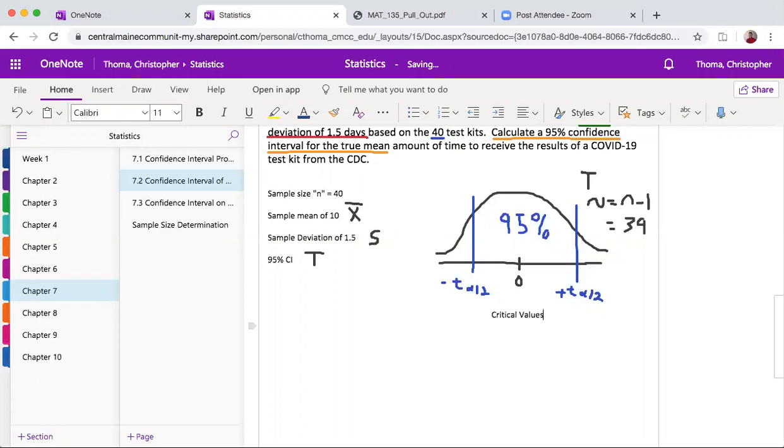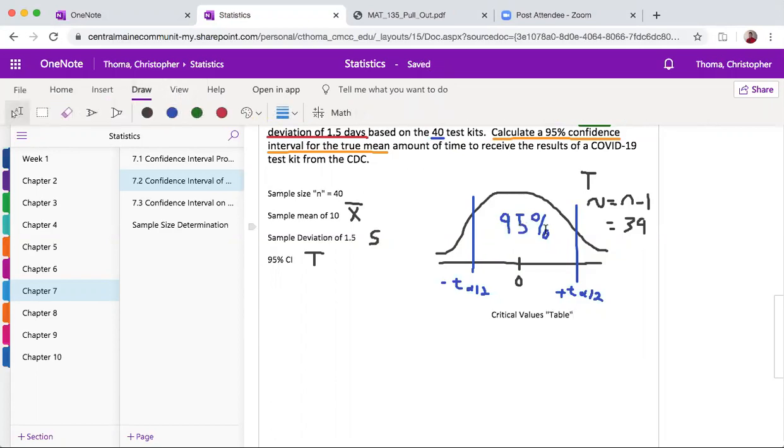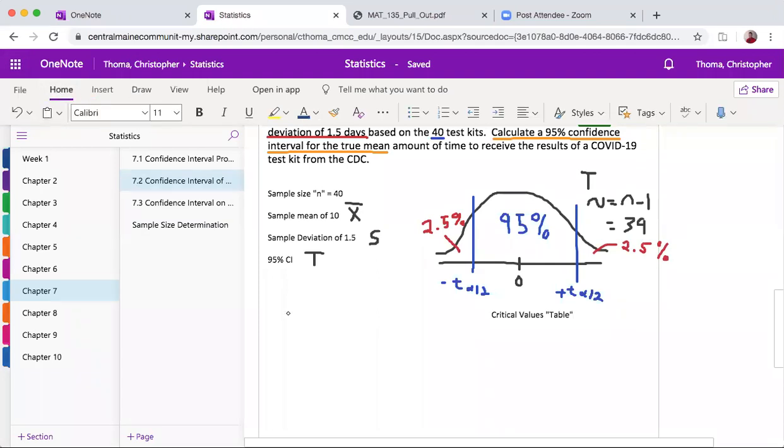And these are the hardest things to find because we find our critical values inside of our table. So now, if I have 95% in the middle, how much do I have in the tails? 2.5. So I go to my table, right? I have 39 degrees of freedom. I have 2.5% in one tail. So my critical value is what?